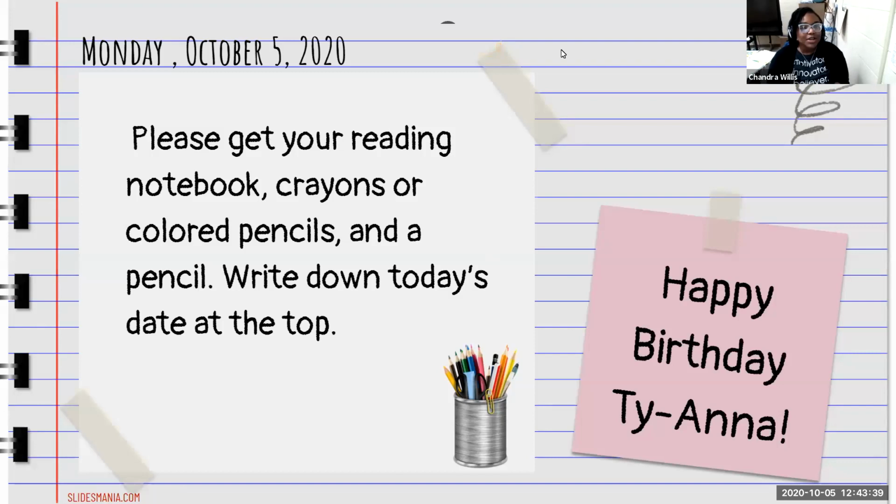So get out your reading notebook and crayons, colored pencils, and a notebook. And we're going to begin. Put the date at the top. Today is October 5th, 2020. It's another October day. So put that date at the top of your paper.